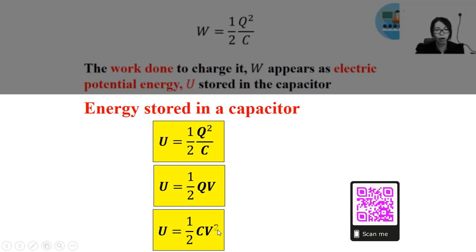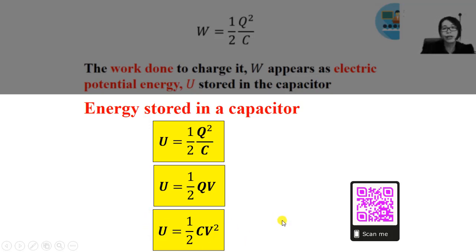Which of the equations are we going to use to determine the energy stored in the capacitors? It depends on the information provided. If you know the charge and the capacitance, you might use the first equation. If you know the charge and the voltage supplied to a capacitor, you might use the second equation. If you know the capacitance and the voltage of the capacitor, then you might use the third equation.